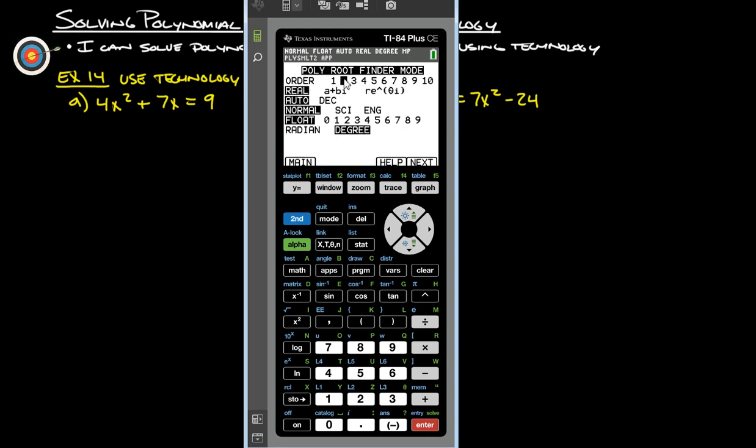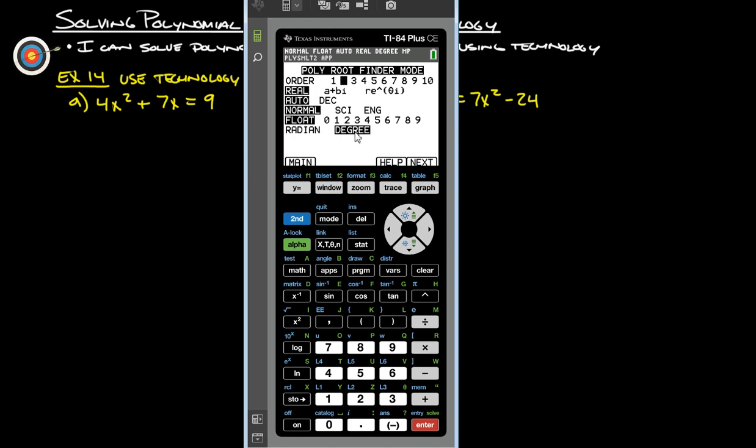Basically this order here is what power it is. Since it's second power, our highest power here is 2. This is the second order. And look, it can do all the way up to 10. That's kind of crazy. But anyway, we want to check out the real solutions. You just want all these to be highlighted over here.